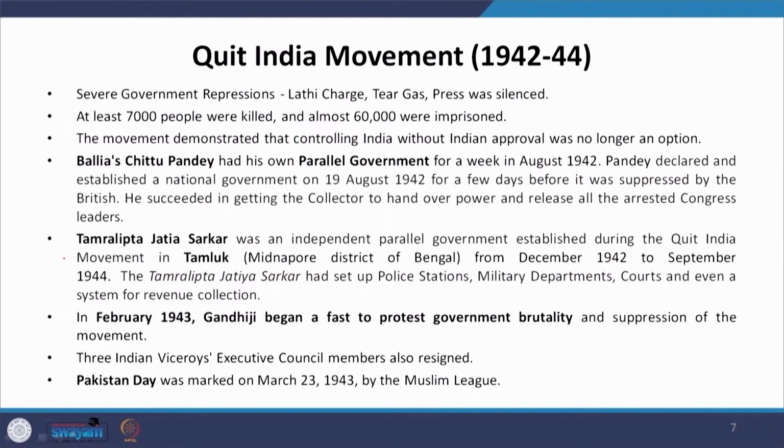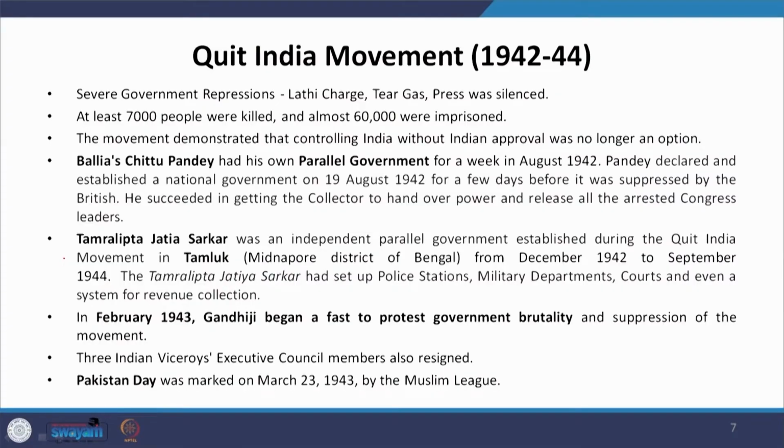The second instance that we see is in Midnapur, West Bengal. Tamralipta Jatiya Sarkar was an independent parallel government that was established during the Quit India movement in Tamluk, and Tamluk is in Midnapur district of Bengal. It ran between December 1942 and September 1944. The Tamralipta Jatiya Sarkar had set up police stations, military departments, courts and even a system for revenue collection. There are spontaneous expressions that find their voice under the banner of the Quit India movement. So, the desire for autonomy through parallel governments is seen in at least two prominent cases.